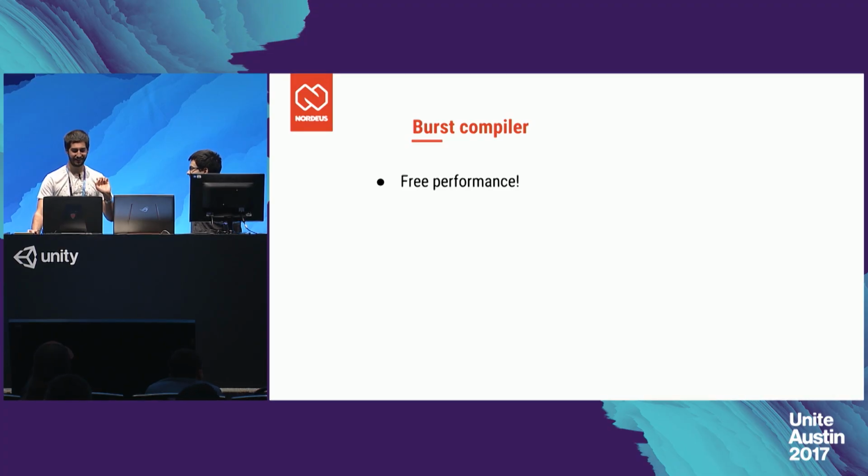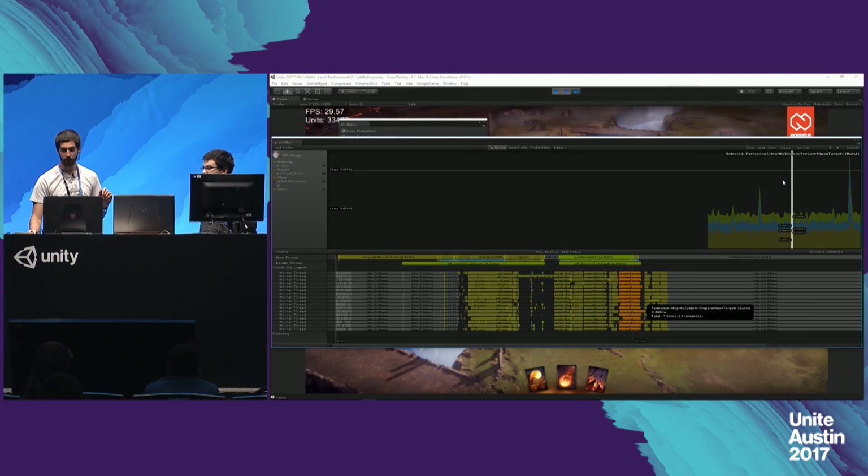And my favorite slide in this presentation is the burst compiler. Basically, for us developers, this means free performance. We didn't believe them when we came to the Copenhagen office. They were talking about 14x increases. When we compiled the first job with the burst compiler, it gave us 20x increase. That doesn't translate to 20x increase in frame rate, but it is pretty awesome.